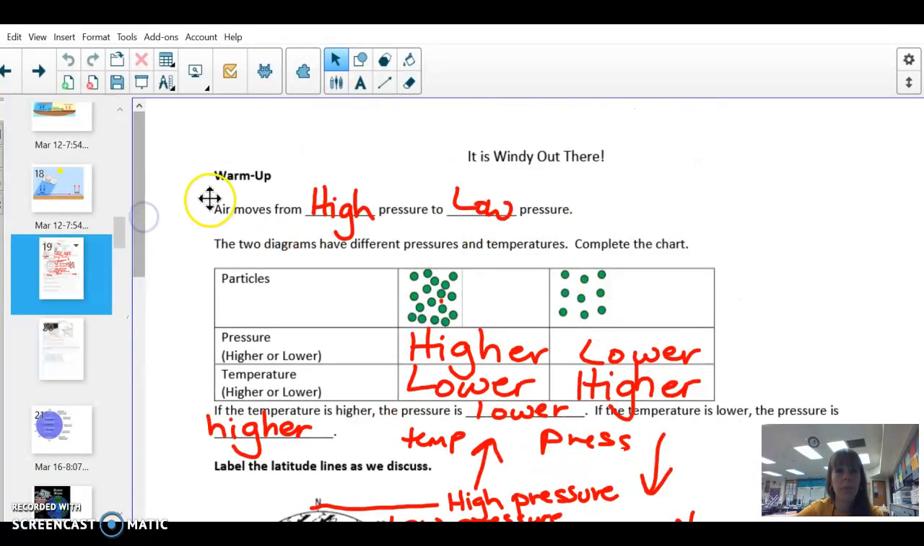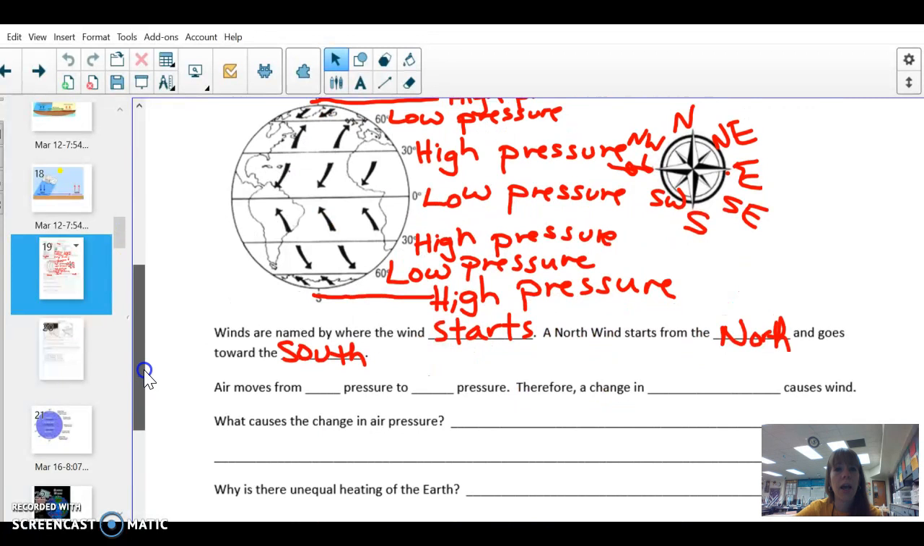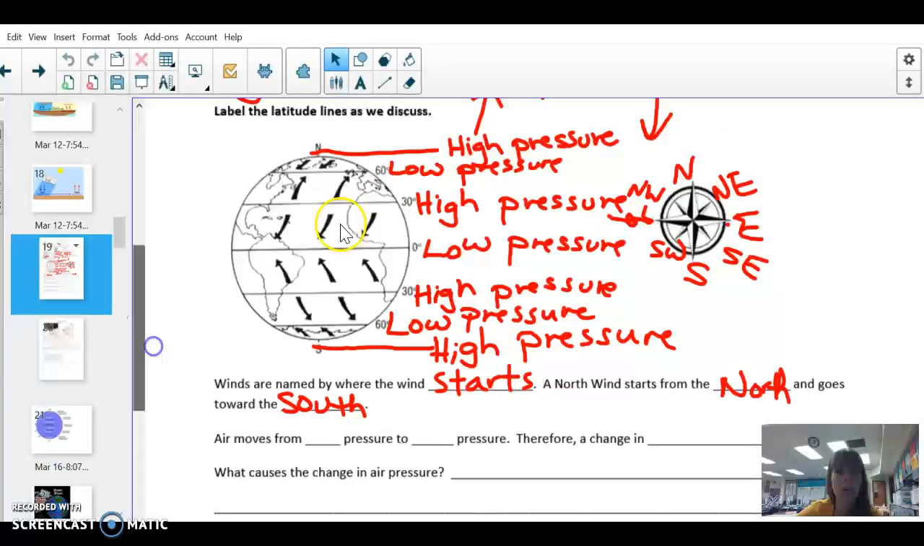Well, we remember that air moves from high to low pressure. So when we looked at winds, we noticed that the wind goes from high to low, high to low, high to low, high to low. So this is the direction of the wind. And remember that winds are named by where the wind starts. So if it starts in the south, we call it a south wind. If it starts in the northeast, we call it a northeast wind. So a north wind starts from the north and goes toward the south.